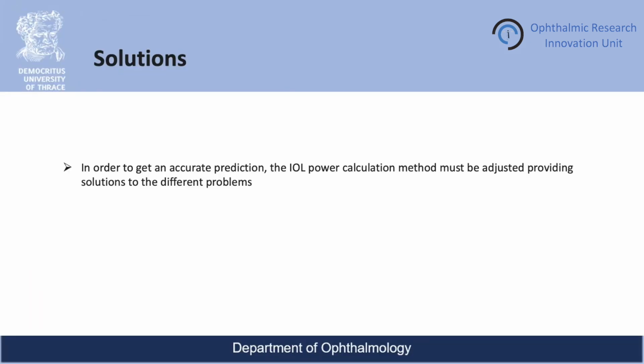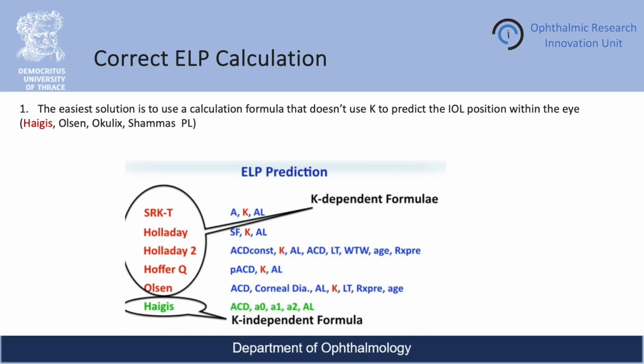So, to get an accurate prediction, the IOL power calculation method must be adjusted, providing solutions to the different problems. Regarding the effective lens position, the easiest solution is to use a calculation formula that does not use the corneal power to predict the IOL position within the eye. One of them is the Haigis formula, which uses anterior chamber depth and axial length to predict the effective lens position.